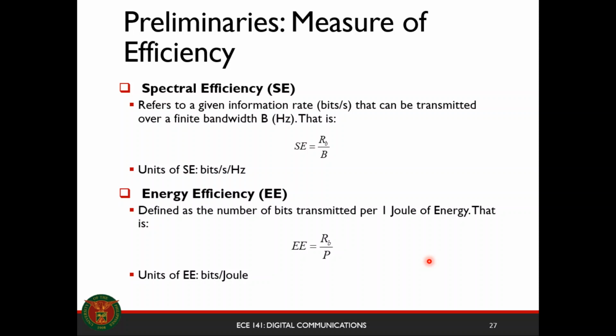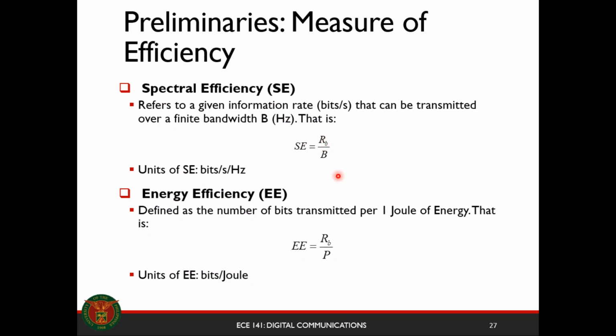So now let's define the measurement of efficiency. Your spectral efficiency is basically the amount of information rate in bits per second that can be transmitted over a finite bandwidth. Basically, your bit rate divided by the bandwidth. That's why the unit is bits per second per hertz. The energy efficiency is the number of bits transmitted per 1 joule of energy. Basically, your bit rate divided by the total power. Okay? So the reference is always the bit rate. With the given resources that we have, bandwidth and power, we always try to maximize the bit rate.